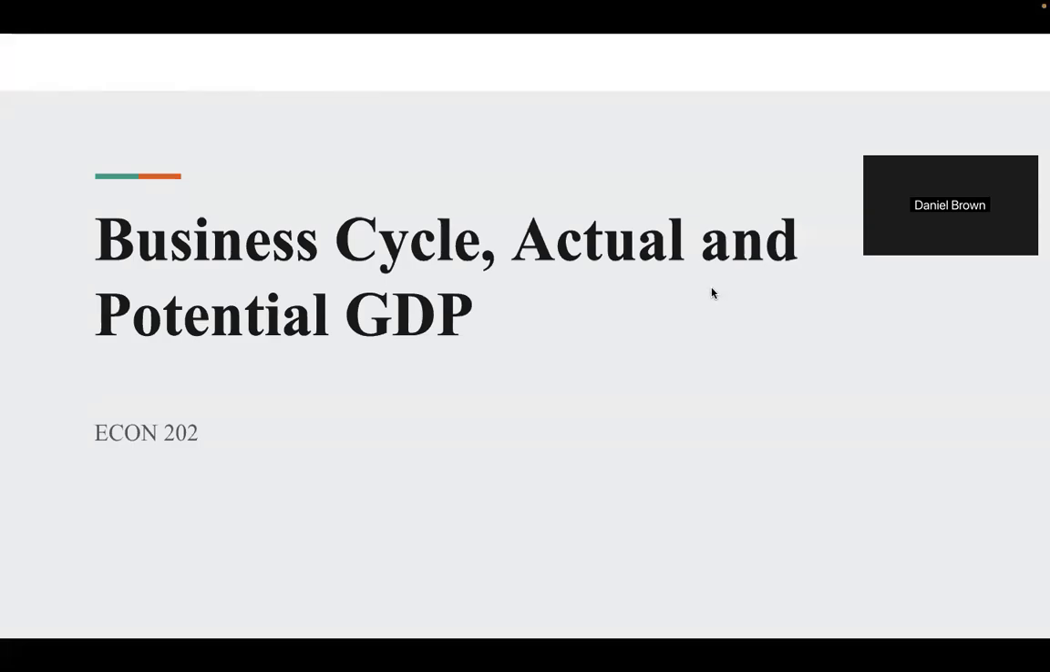Hey guys, so today in this video, I'll be explaining how the business cycle, potential output, and actual output, and how natural unemployment connects the potential output and long-run aggregate supply.